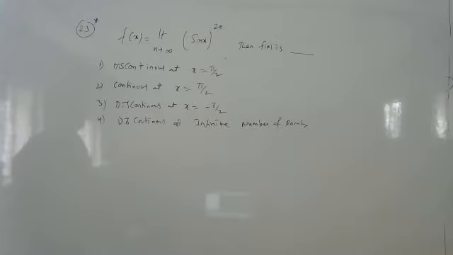The question is f of x is equal to limit n tending to infinity of sin x to the power of 2n, then f of x is dash. So the base is the same, and this is also the same according to the previous knowledge. Okay, so let's solve here.